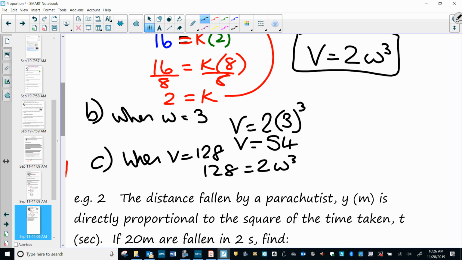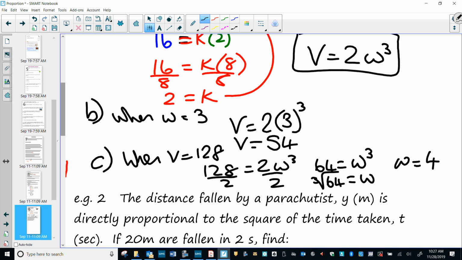Right, so this is where you've got to be careful. What do we undo first? Divide by the 2. Good, we're going to divide by 2 first and then find the cube root. So 128 divided by 2 is 64. And then the cube root is the undoing of the cubed. So that's the cube root of 64. Does anyone know what number multiplied by itself 3 times makes 64? Thank you. So W equals 4.